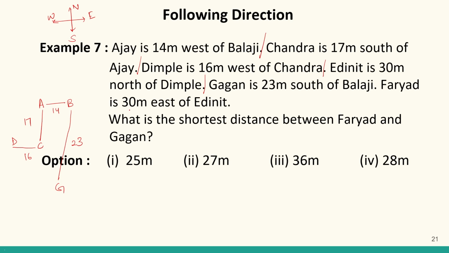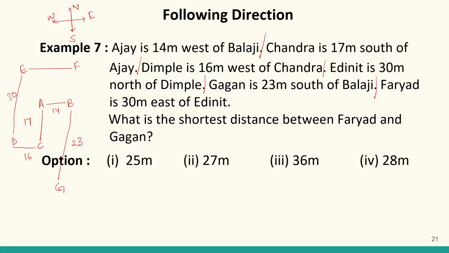And Faryad is 30 meter east of Edenith. Edenith is 30 meter north of Dimple. Gagan is 23 meters south of Balaji. Faryad is 30 meter east of Edenith. So 30 meter east of Edenith will give me here 16 plus 14. This is 16, this is 14. I'll get it above point F.